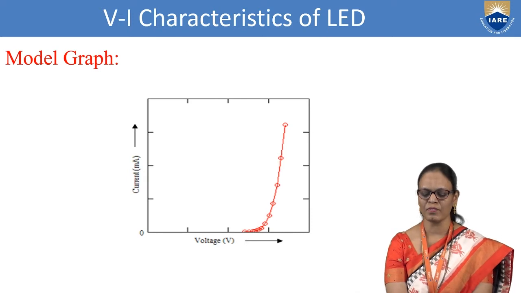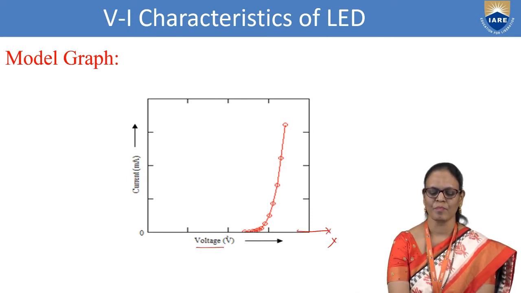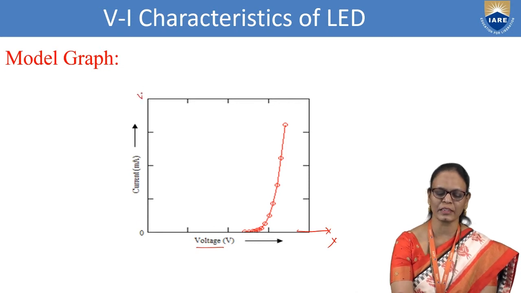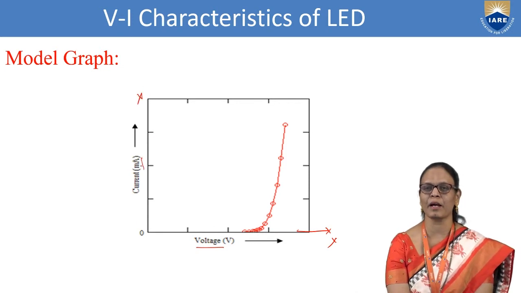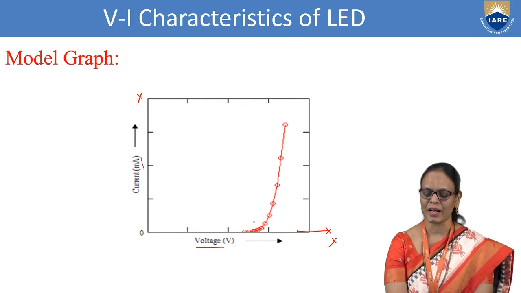Now this is the graph. So voltage is taken along the x-axis, and current along the y-axis, and current here is in milliampere. So for every value of voltage, we will plot the graph for the corresponding current, and the model graph is something like this.